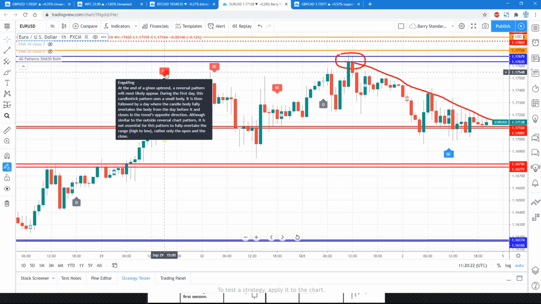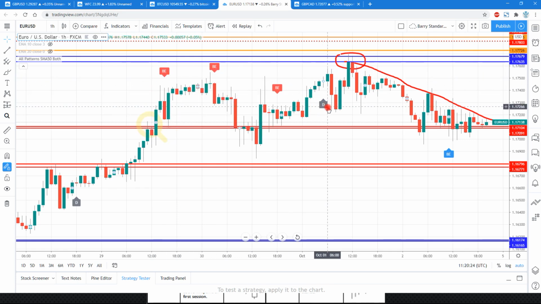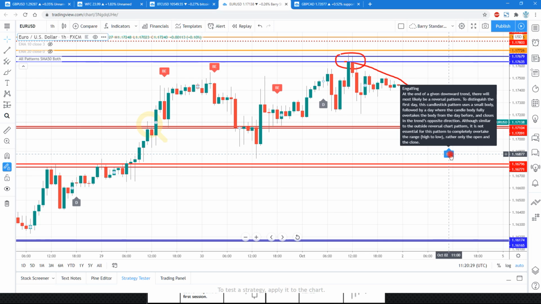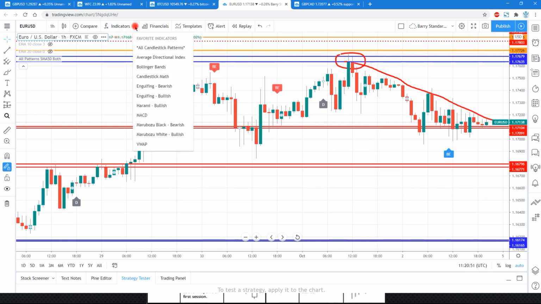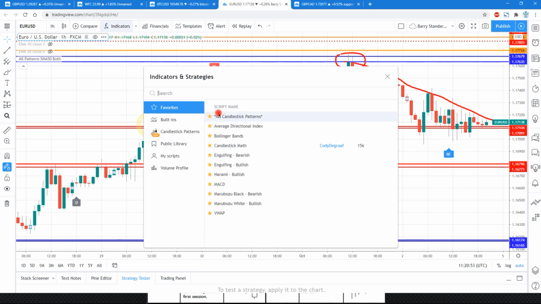So here I have a bearish engulfing, I have another bearish, here I have a doji, and it tells you, like, to memorize: at the end of a given downtrend, there will most likely be a reversal pattern. To distinguish the first day, this candlestick pattern uses a small body followed by where the candles go, and then it tells you what you're supposed to do. Well, I don't need to be weighed down with these. And to be honest with you, if you wanted to recognize them all, you could spend forever.